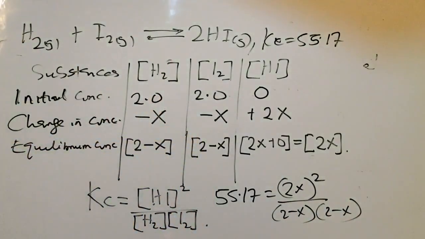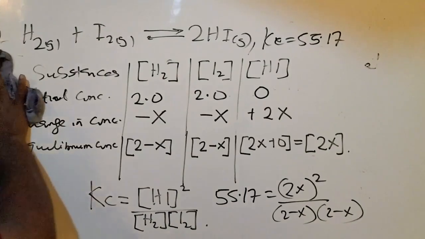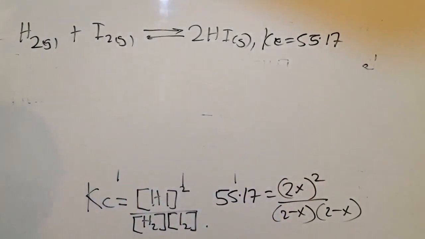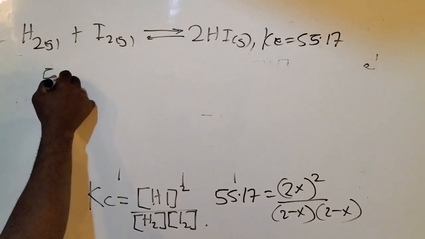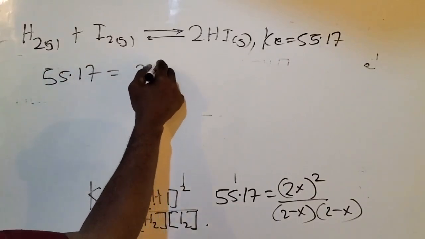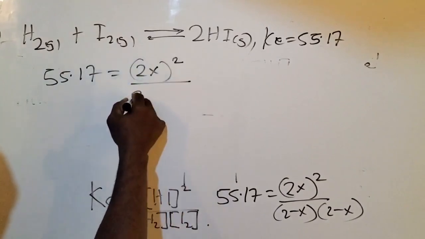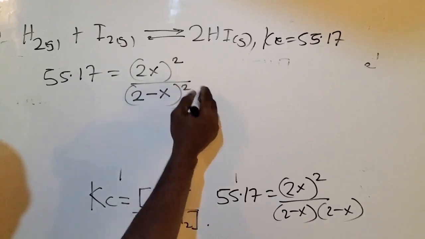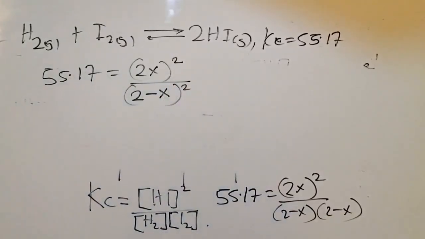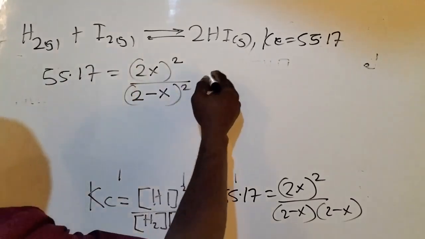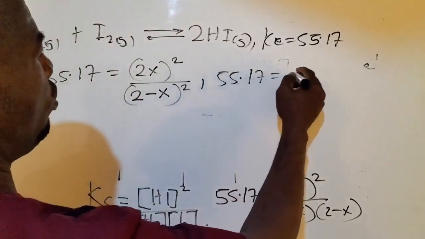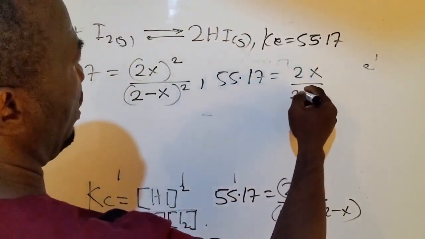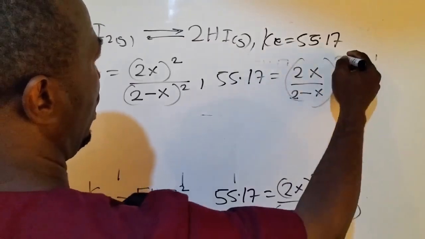So you see that this example is similar to the previous one we did. So we can write the table and use the upper side for the solution. We can bring this up. 55.17 equal to 2S all squared over 2 minus S all squared because they are the same. Now, since both the numerator and the denominator are squared, I can include them in one square bracket. I will now have 55.17 equal to 2S over 2 minus S, all squared.